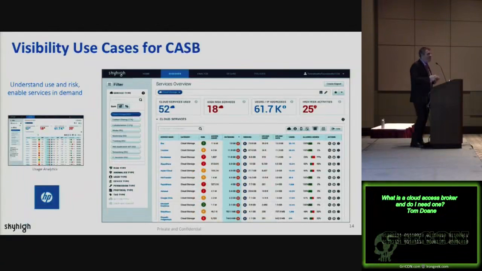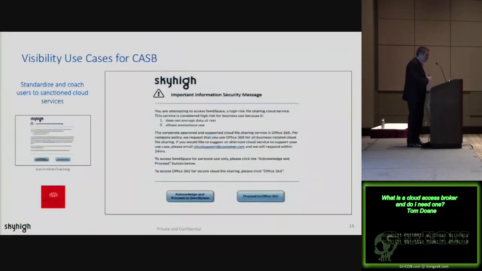The old way of doing it is to send a survey out and ask everybody what are they using. Well, I don't even remember what I'm using. It's very difficult. So having something that can detect in real time what people are using and how much data is going to it and who's using it is very helpful. So that's one of the visibilities.